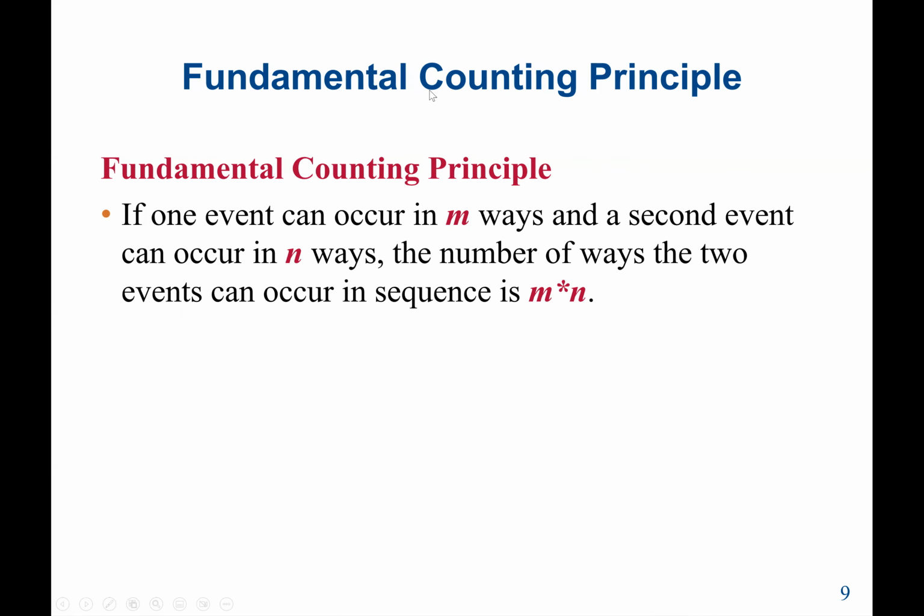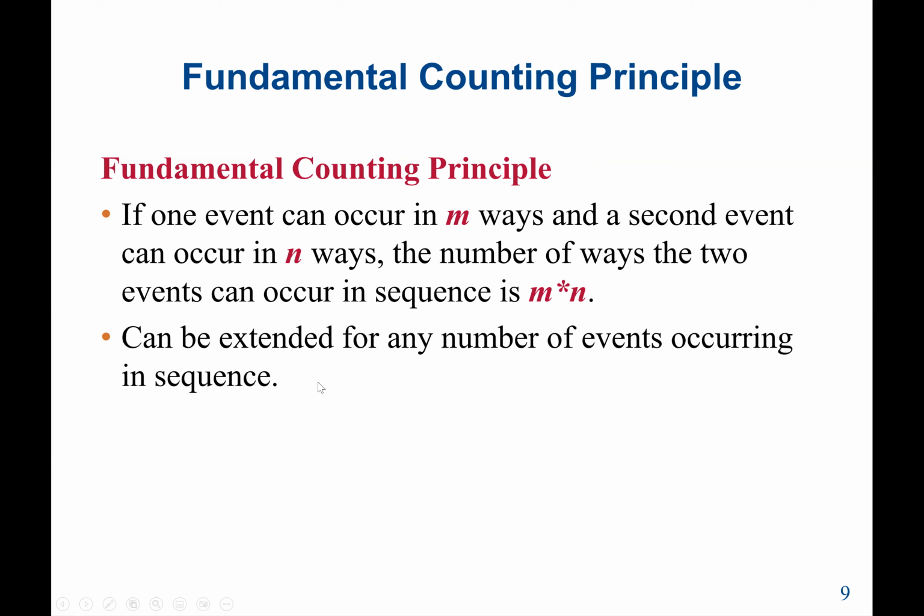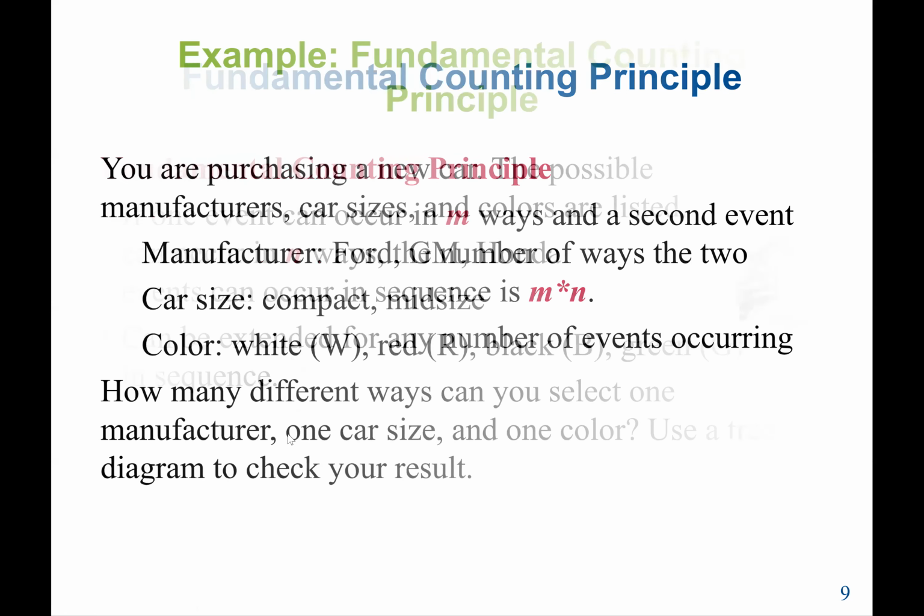Now, next is the fundamental counting principle. Here we say that if one event can occur in m ways, and a second event can occur in n ways, the number of ways the 2 events can occur in sequence will be m times n. And this is used a lot in many mathematics concepts. So this can be extended for any number of events occurring in sequence.